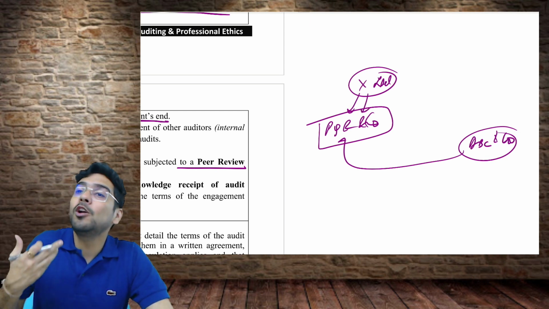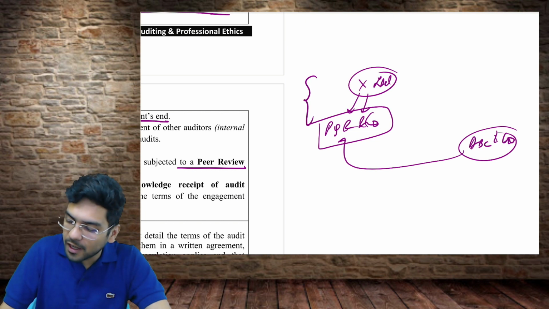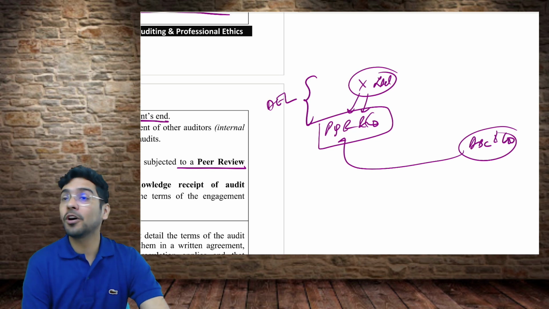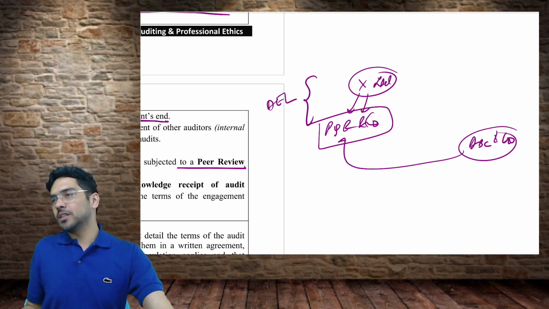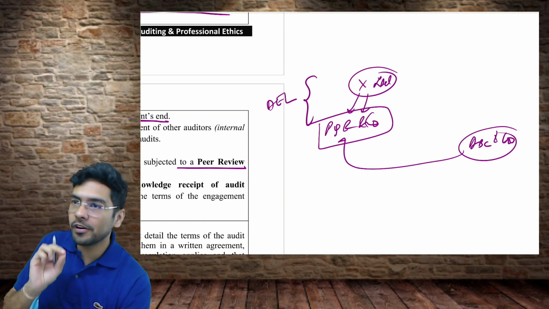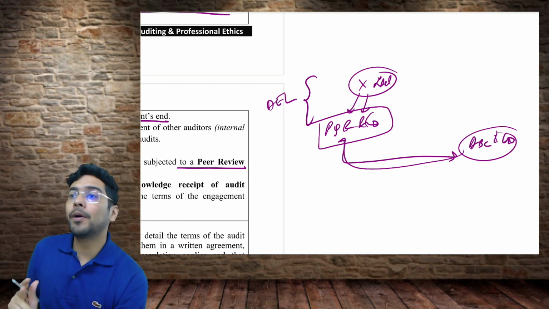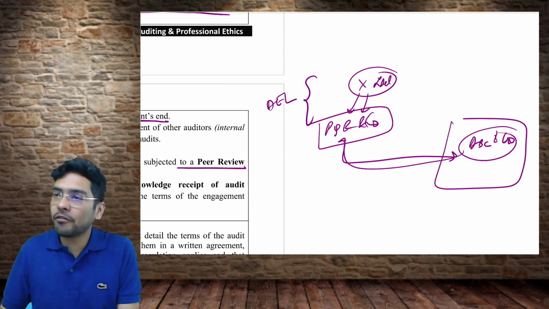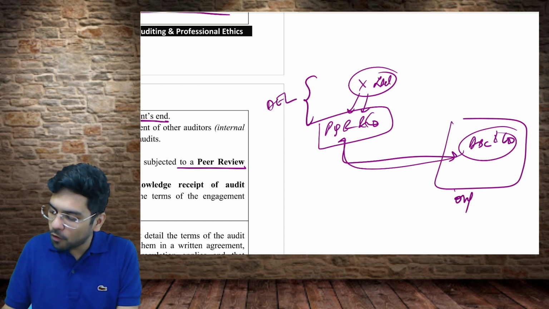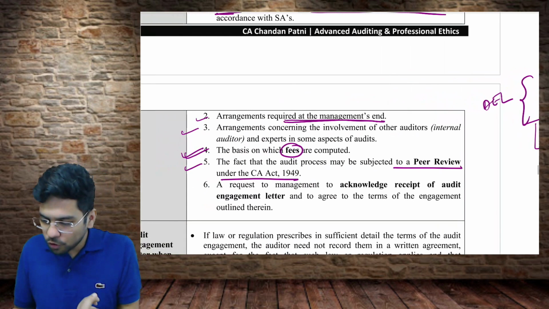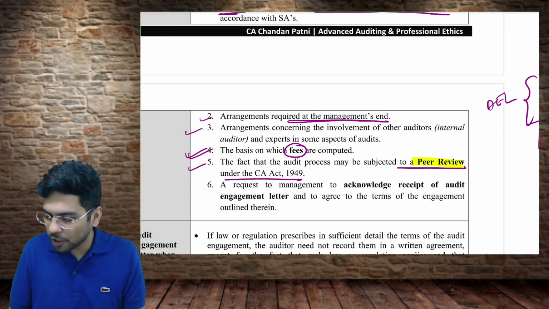But why do we need to state this fact to X Limited in our AEL? What is the logic? Absolutely. Because we are telling them in advance that I might have to disclose my working file, which will contain a lot of your data, to another chartered accountant. But you don't have to worry. Why? Because he shall also be bound by the principle of what? Confidentiality. So it is better if you tell them in advance. You can mention the fact that the audit process may be subject to peer review.